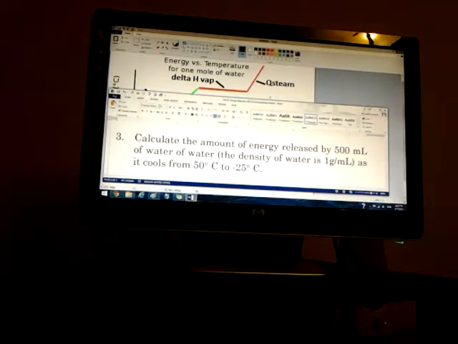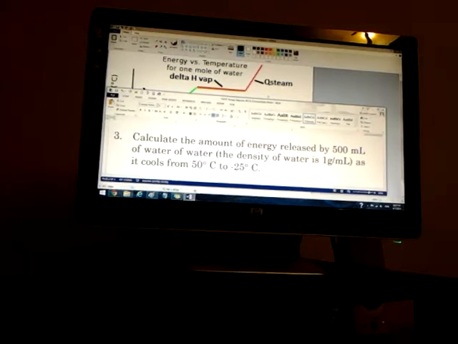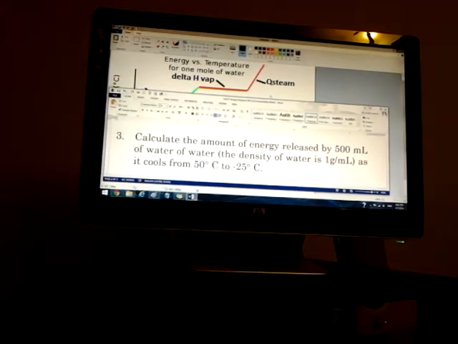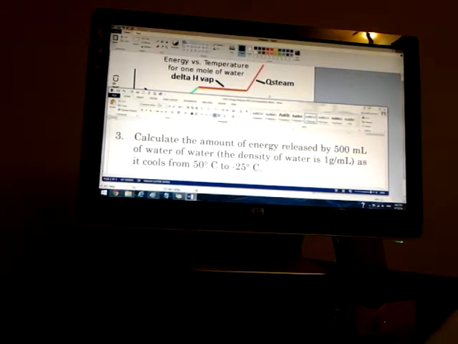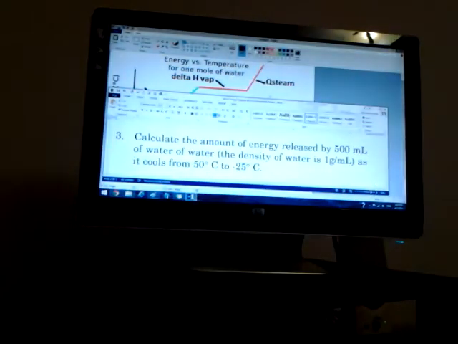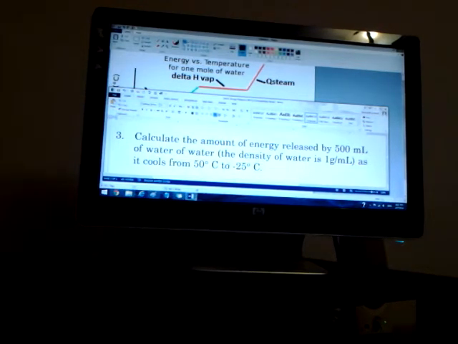So I was able to really understand number 3 on the worksheet, which is on the back of the Unit 9 Diagrams for Water worksheet, number 3, the first one right here. It says, calculate the amount of energy released by 500 milliliters of water. The density of water is 1 gram per milliliter as it cools from 50 degrees Celsius to 25 degrees Celsius.